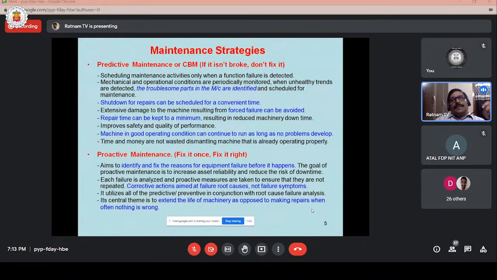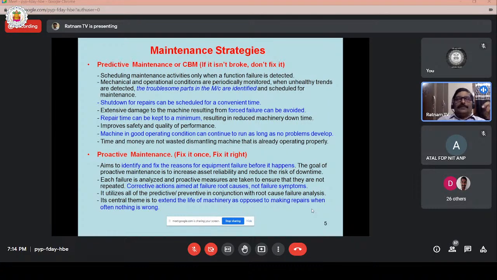Mechanical and other operational conditions are periodically monitored for unhealthy trends. In this case, for troubleshooting machinery, these parameters are monitored periodically. If any changes are found deviating from the healthy condition, then maintenance is scheduled in this predictive maintenance. Maintenance is predicted in advance by trending the parameters of the machine condition. Shutdown for repair can be scheduled at a convenient time. In this case, extensive damage to the machine resulting from forced failure can be avoided. Repair time can be kept to a minimum, resulting in reduced machinery downtime.